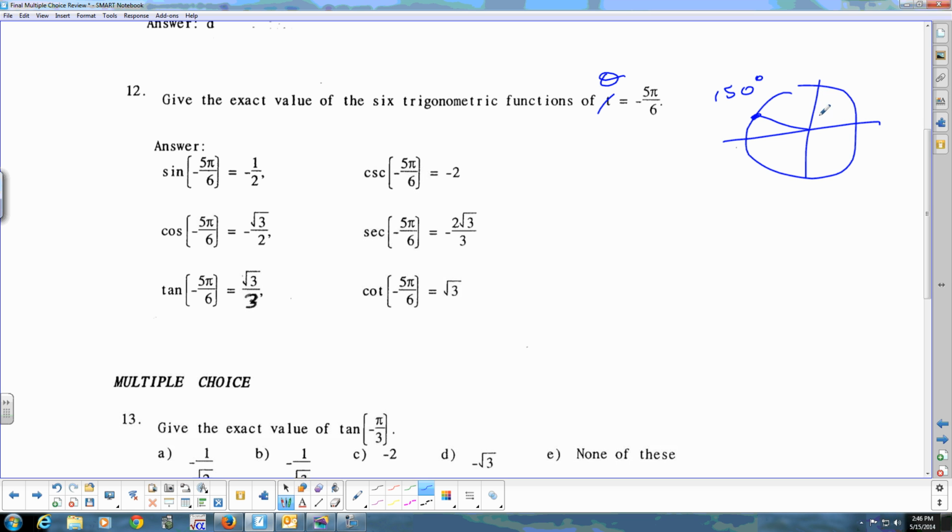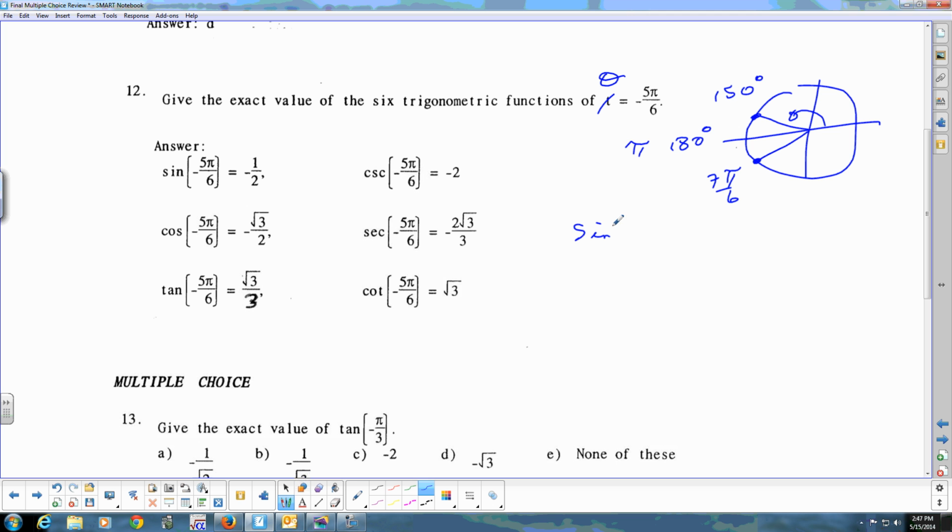I'm trying to orient you guys where you're at. So this is 30 degrees short of 180, or pi over 6 short of being at pi. This is negative 5 pi over 6. So you're hanging out right there. This is the same thing as 7 pi over 6. He wants to know the 6 trig functions.